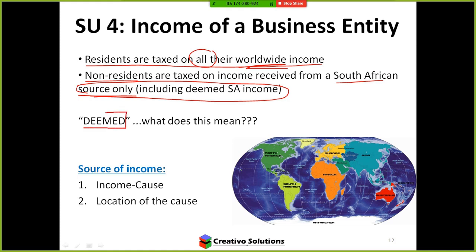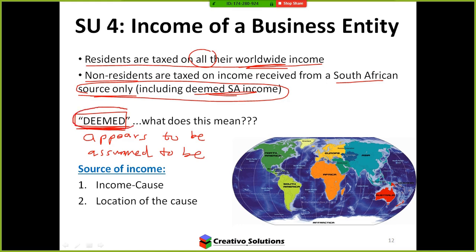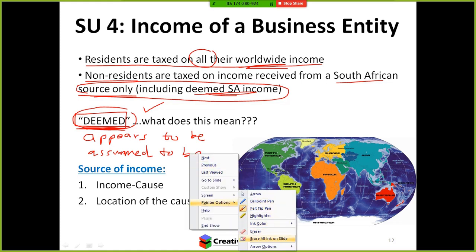Okay, what does the word deemed mean? Do you know? No idea. Okay, deemed means like appears to be or assumed to be. So if something is deemed to be income, it's seen as being income. It appears to be income. It's assumed to be income. Will you get taxed on your deemed income? Definitely. It's also included.